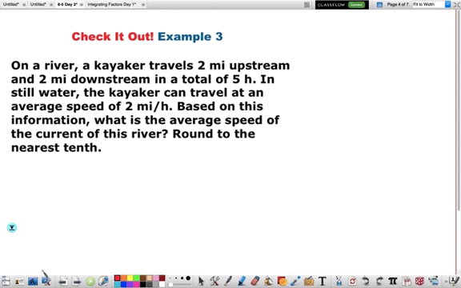Thanks, Calvin. On a river, a kayaker travels 2 miles upstream and 2 miles downstream in a total of 5 hours. In still water, the kayaker can travel at an average speed of 2 miles per hour. Based on this information, what is the average speed of the current of the river? Round to the nearest tenth.